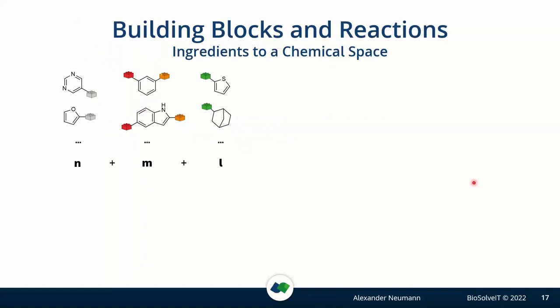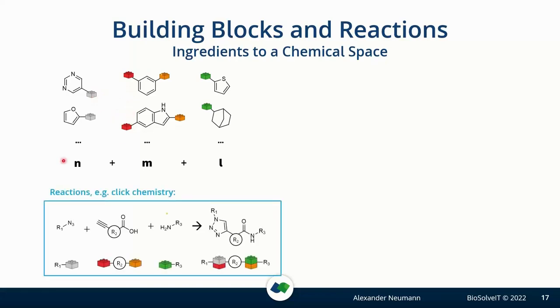So now I would like to explain to you how we actually build those spaces. We do it by having building blocks. And building blocks contain functional groups that can be combined. So in this case, we have in gray an azide. Red stands for this alkynyl group. Orange is our carboxylic acid. And then we have an amine in green here.